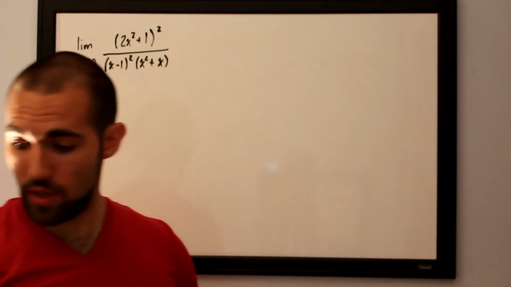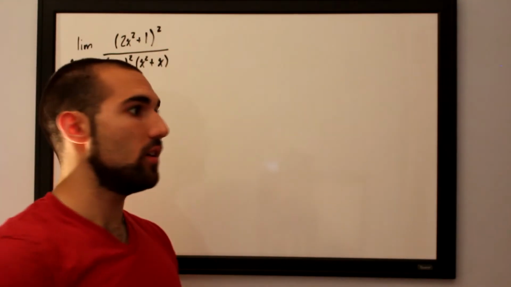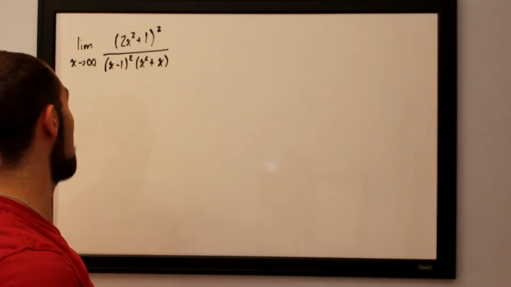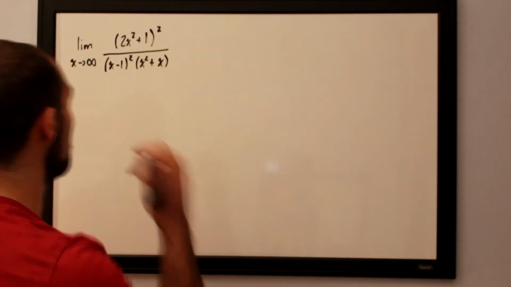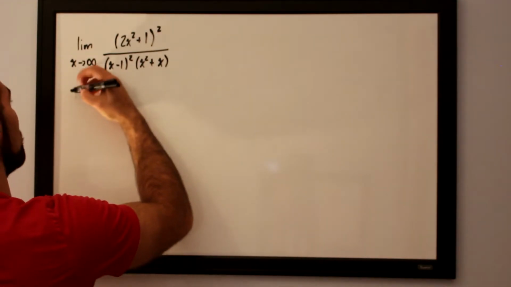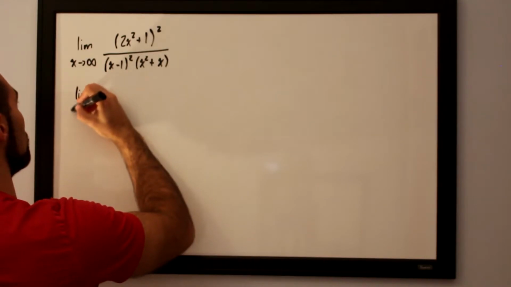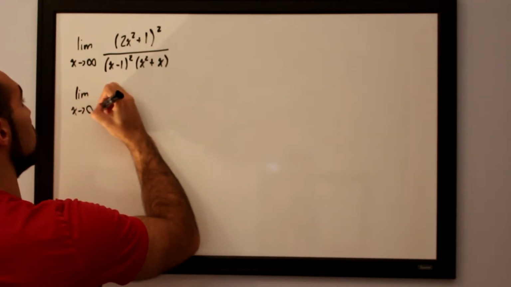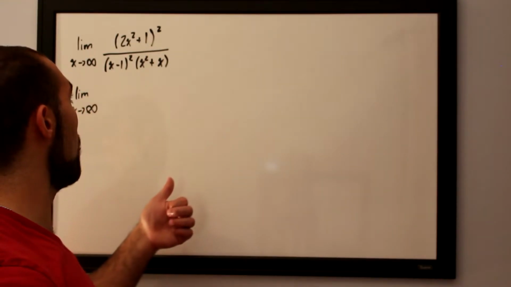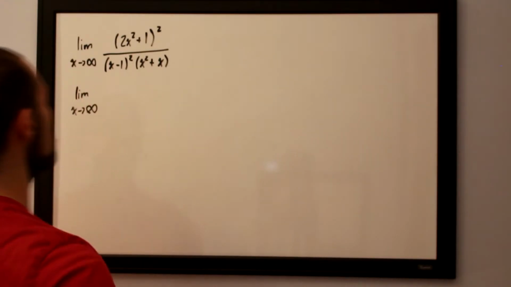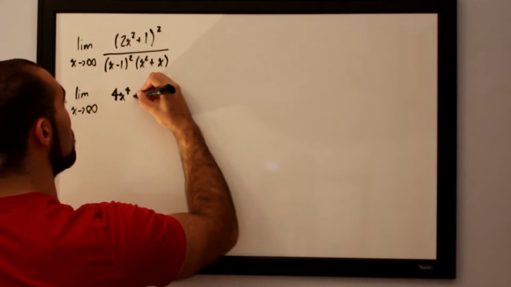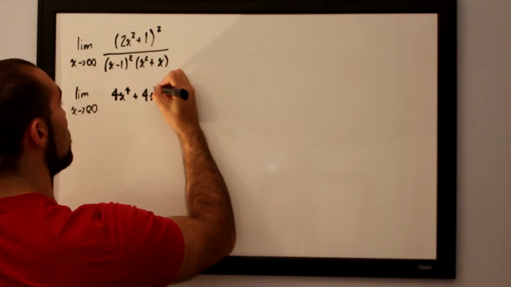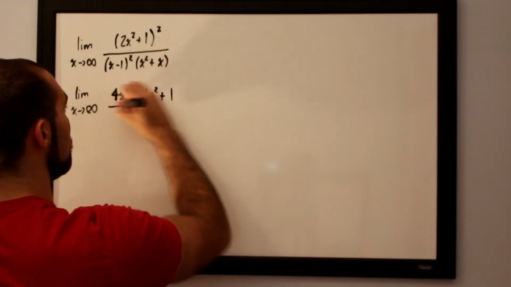Now I'm going to distribute this, and it's going to be rather annoying, but let's evaluate the limit as x approaches infinity for this function. We're going to try to distribute both the numerator and the denominator first off. So if we were to square 2x squared plus 1, then it would give us 4x to the fourth plus 4x squared plus 1.